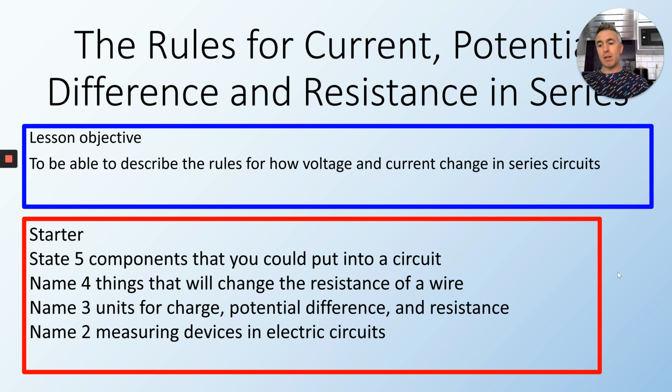Can you just state 5 components that you could put in a circuit? Simple, just 5. Can you name 4 things that will change the resistance of a wire? Think back to the last lesson. What are the 3 units for? Charge, potential difference, and resistance. And the last one, 2 measuring devices in electric circuits. Pause, answer the questions, unpause when you're done.